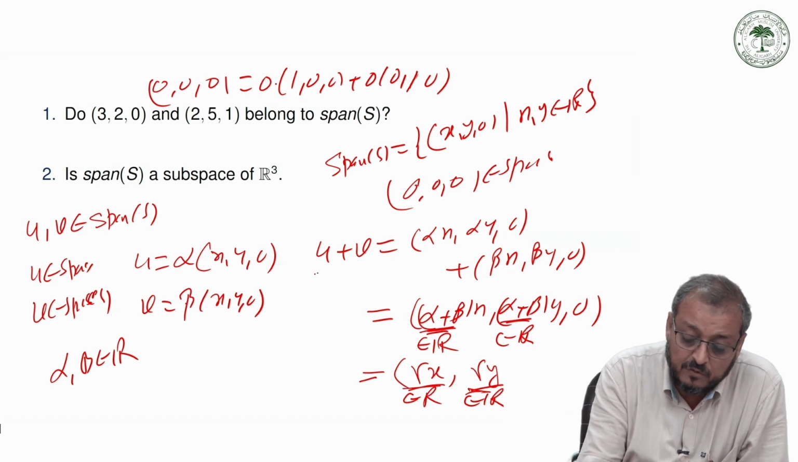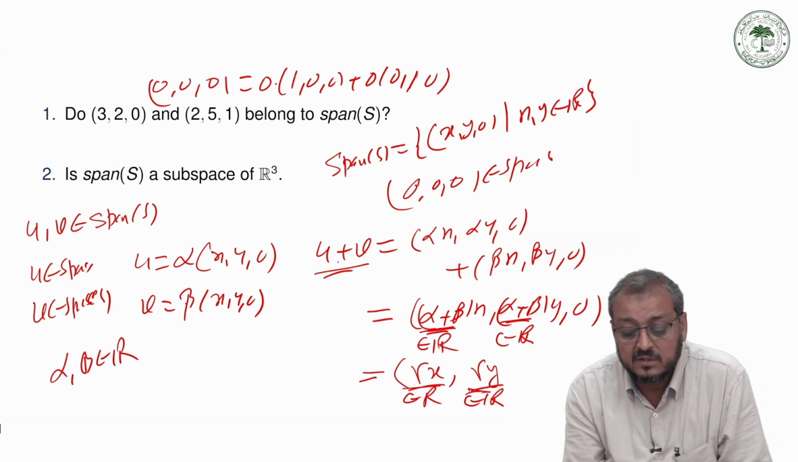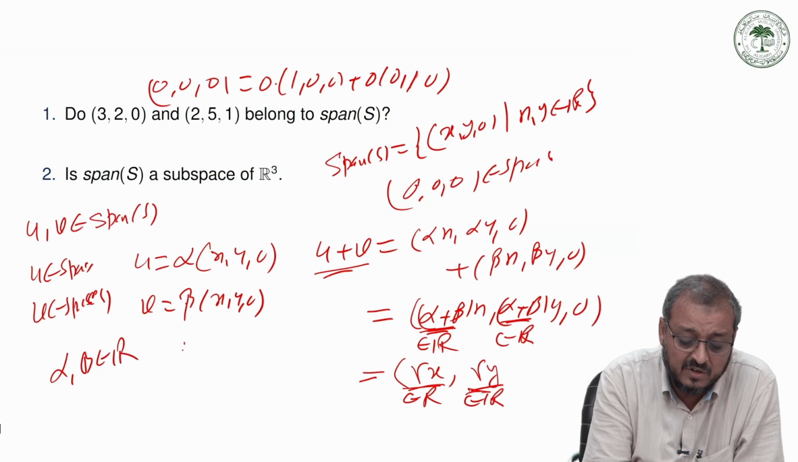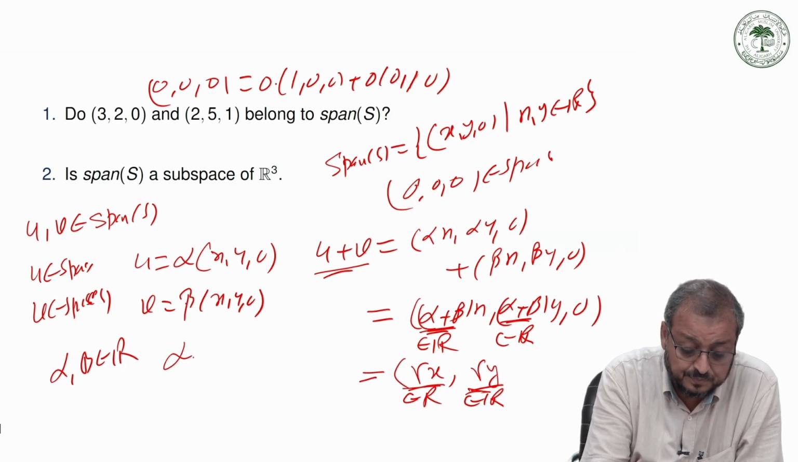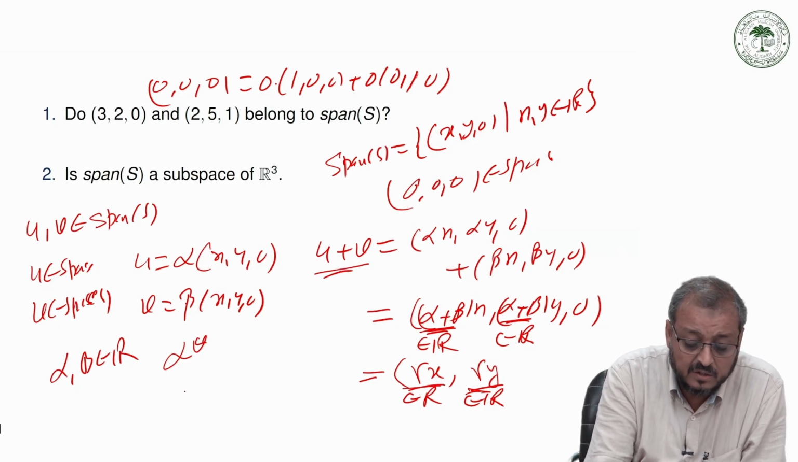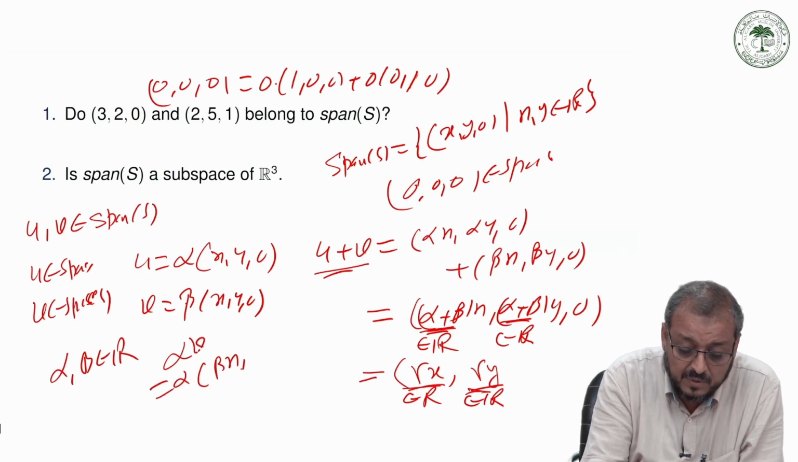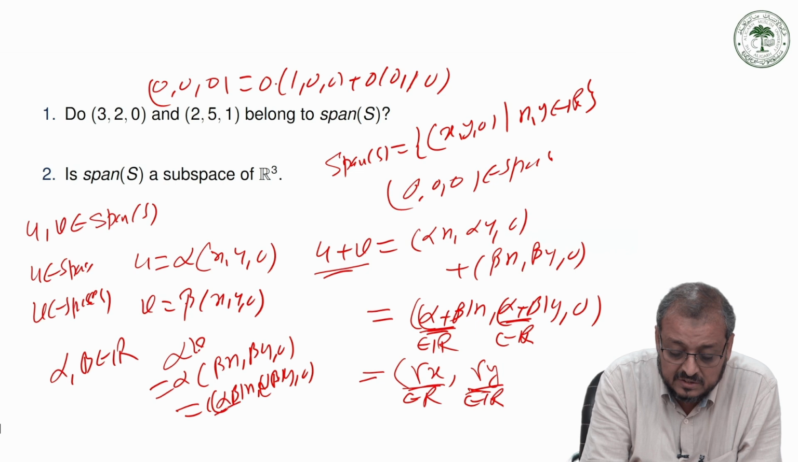So the span of S is clearly closed under addition, and trivially we can say the same for scalar multiplication. We take alpha times v. So alpha times (beta x, beta y, 0) can be written as (alpha beta x, alpha beta y, 0), and this all belongs to R. This also belongs to R.